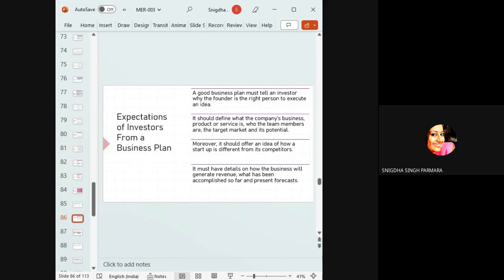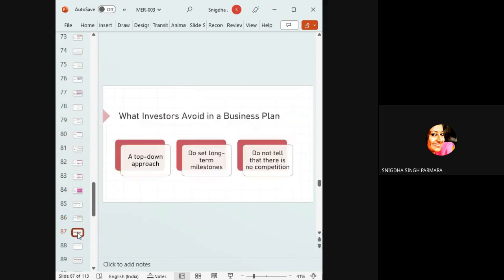Expectations of investors from a business plan is that it should tell why the founder is the right person to execute a particular idea. It must define the company's business, product, service, the team members, the target market. It must offer an idea of how a startup is going to be different from its competitors who are already existing in the market and have acquired a large share of the market. It must have details on how the business will generate revenue and how much it has already generated and what is their forecast.